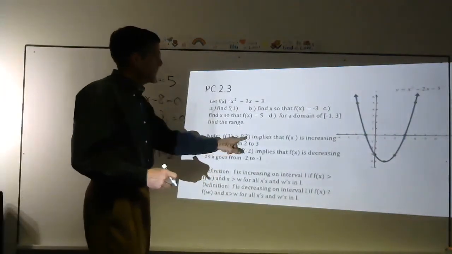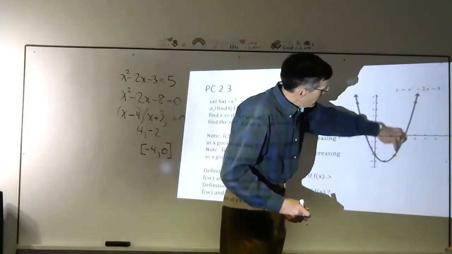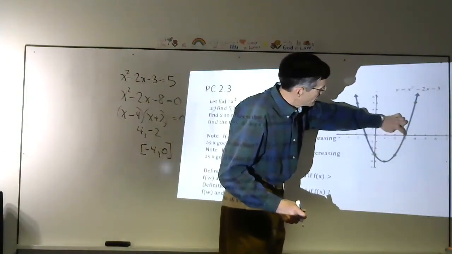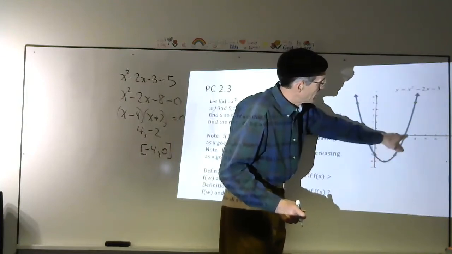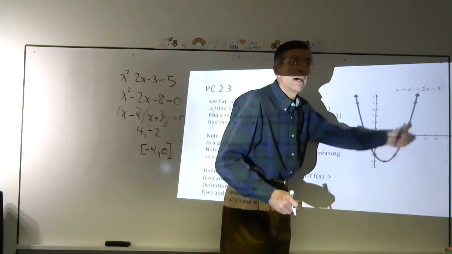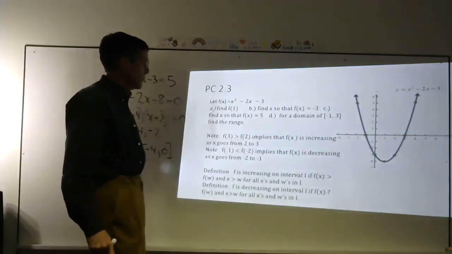Notice that f of 3 is bigger than f of 2. f of 3 is here. f of 2 is here. You see, this is bigger than that, which means the function from here to here is going up. So the function is increasing from 2 to 3.